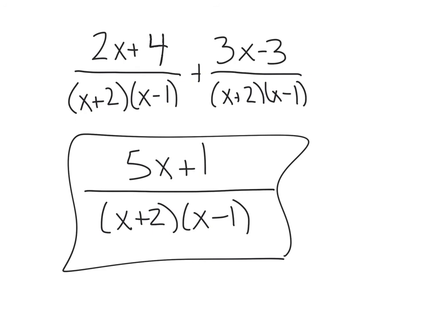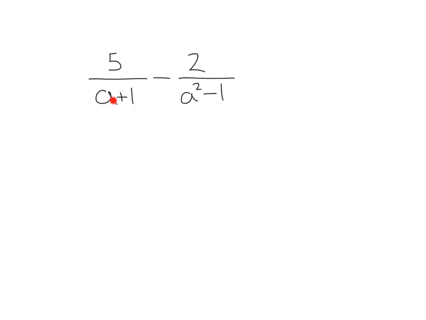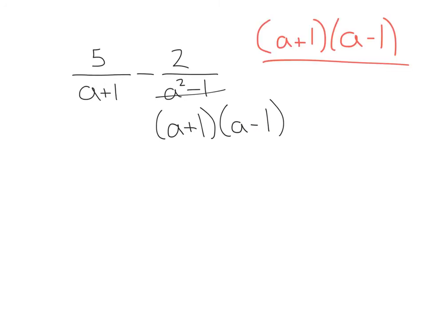This is our answer. And for our last example, 5 over a plus 1 minus 2 over a squared minus 1. Let's start out, of course, by finding the common denominator. In this case, it looks like we should factor this a squared minus 1. That's a difference of squares, and we'll get a plus 1, a minus 1. And that's exactly what our common denominator is going to be.